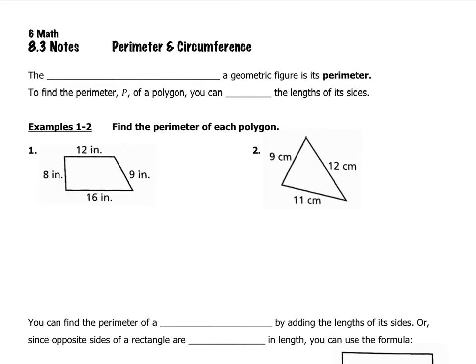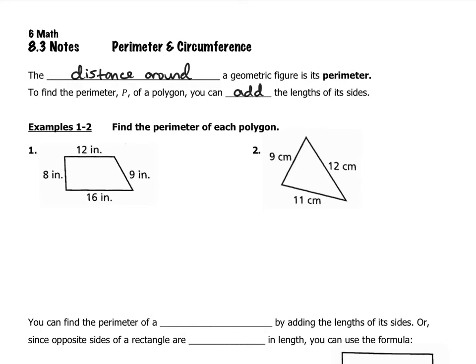The perimeter of a geometric figure is just its distance around the figure. So to find the perimeter, which we use a capital P for, of any polygon, you can just add the lengths of all of the sides, and that will give you the perimeter.